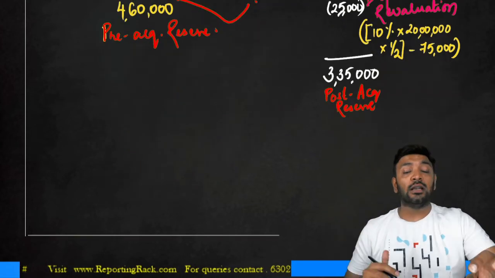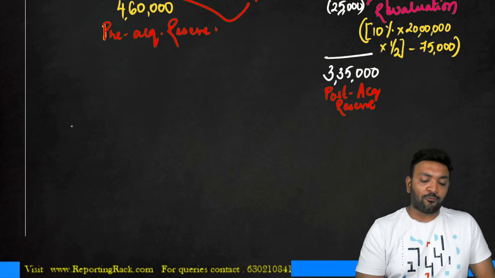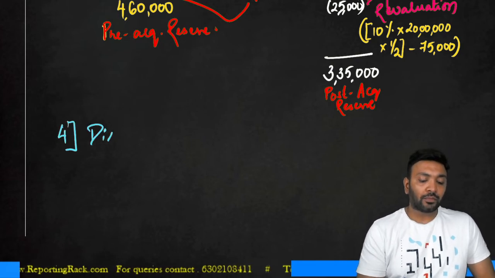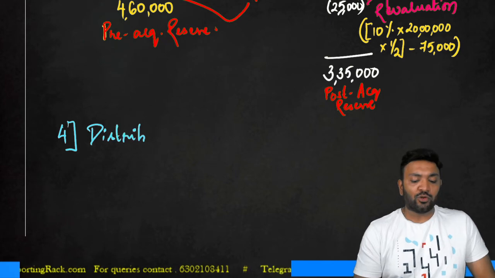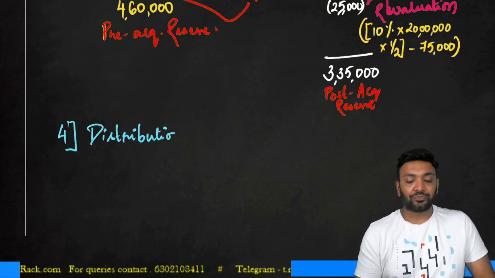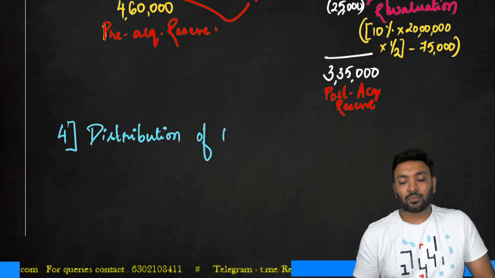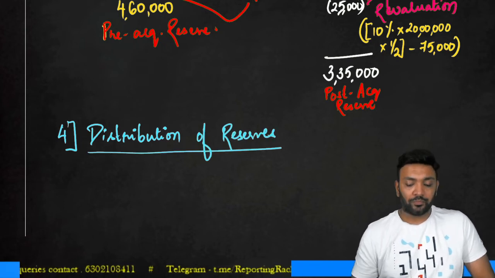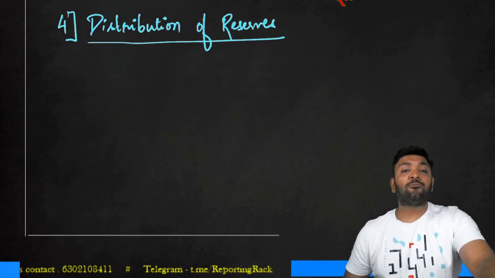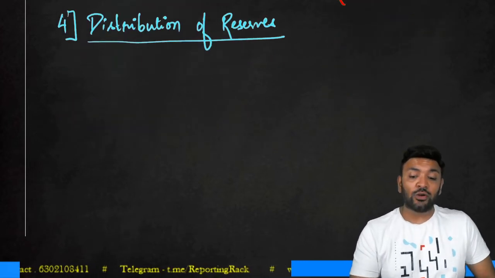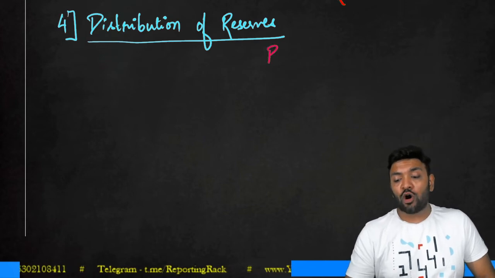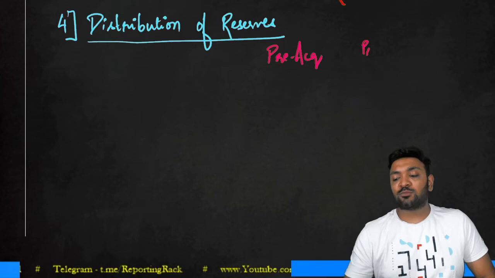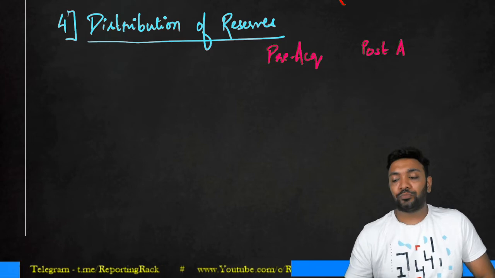From your identity, distribution of reserves. Step 4. Distribution of reserves. What do you distribute? I distribute both my pre-acquisition as well as my post-acquisition reserves.